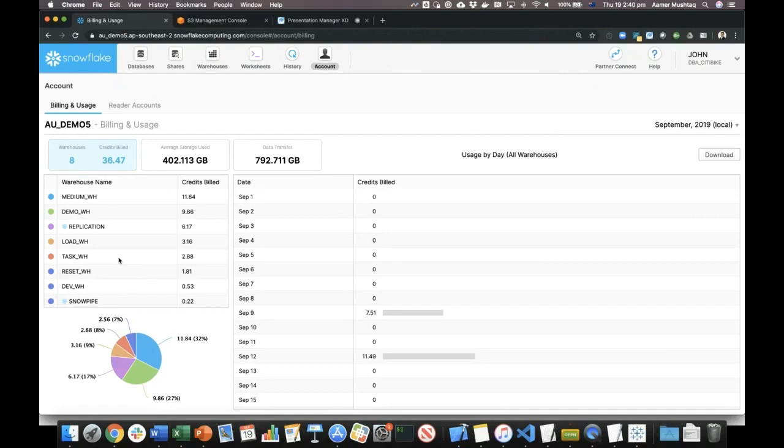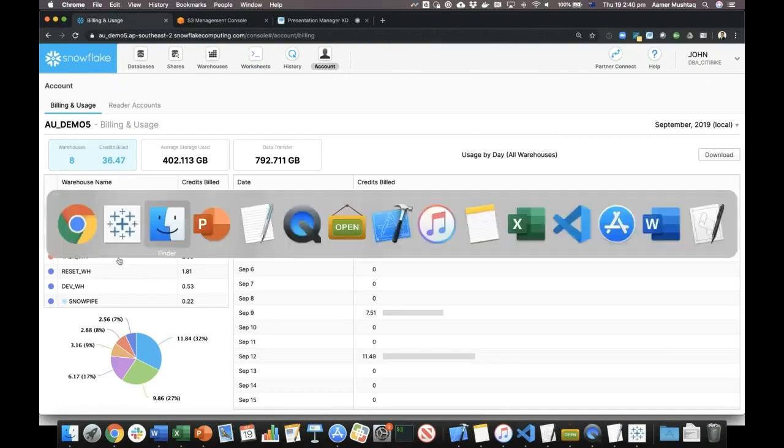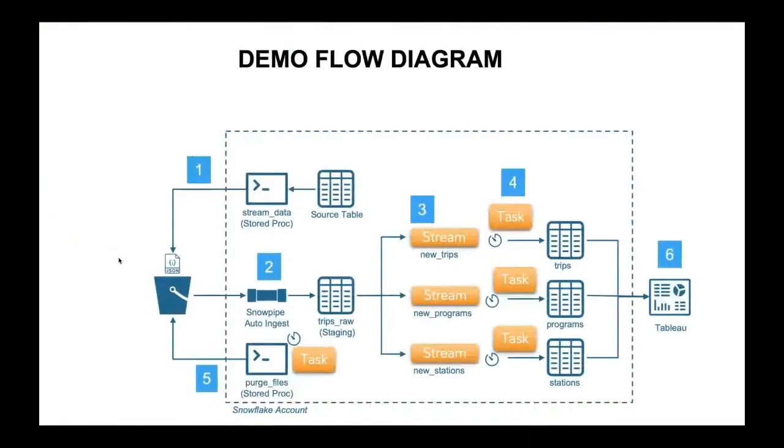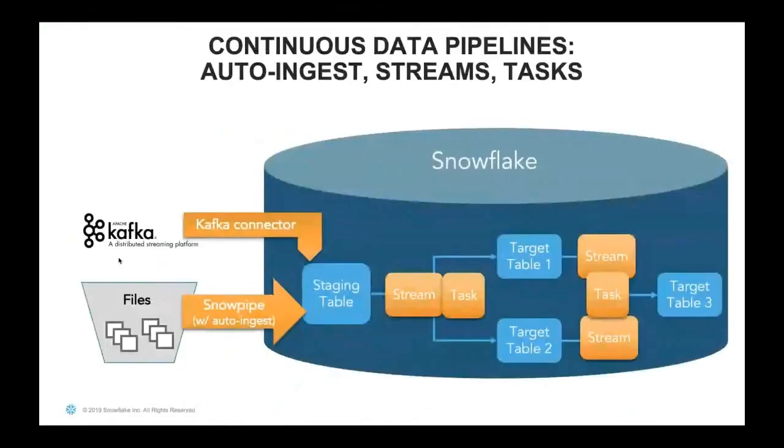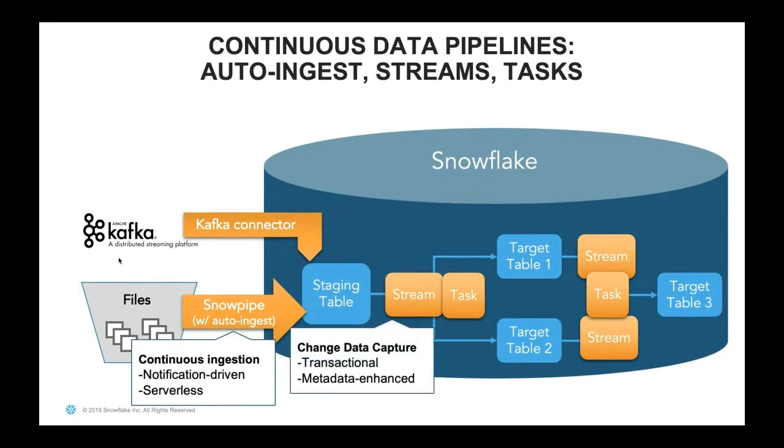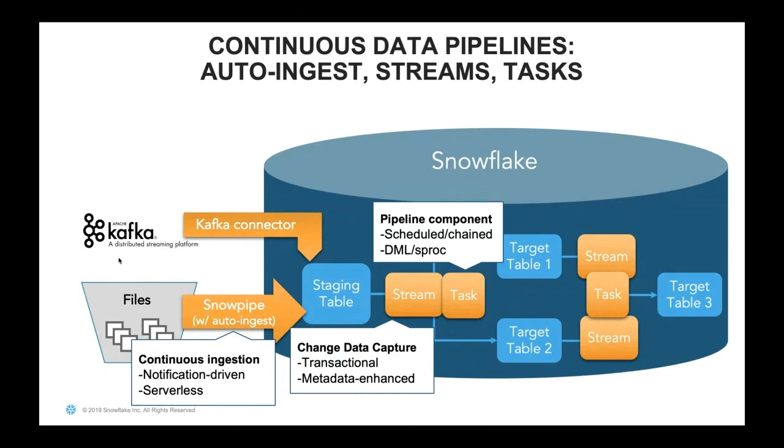With that, I come to the end of my demo. So I'm just going to hop back over to the slides and recap what we've done. We used Snowpipe and showed you how to continuously ingest data into your staging tables. And then we created a number of streams and tasks to not only capture the deltas, but also start to transform the data and make it available for visualization purposes.